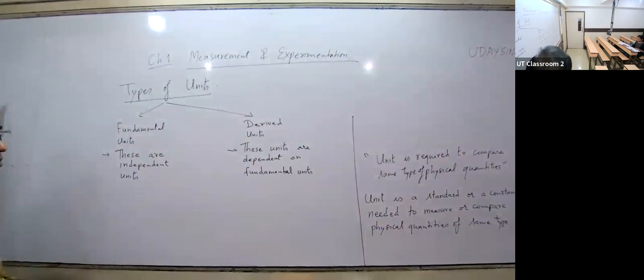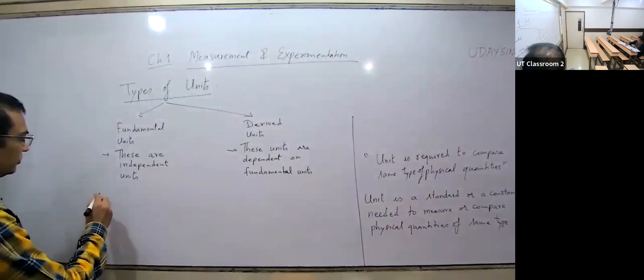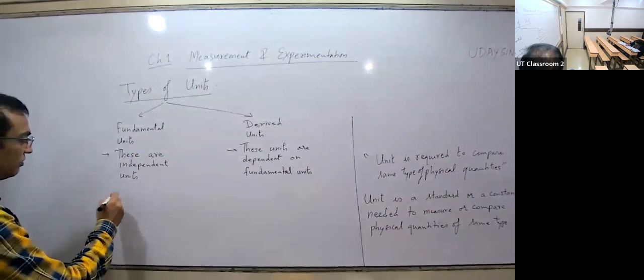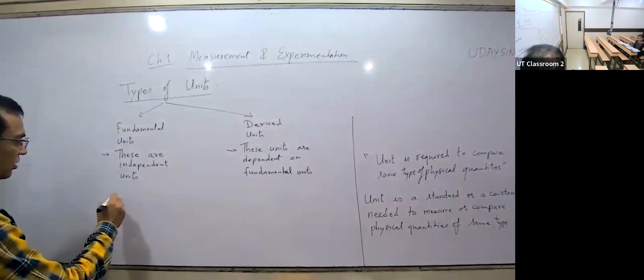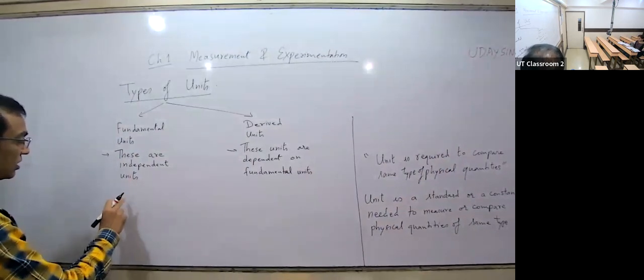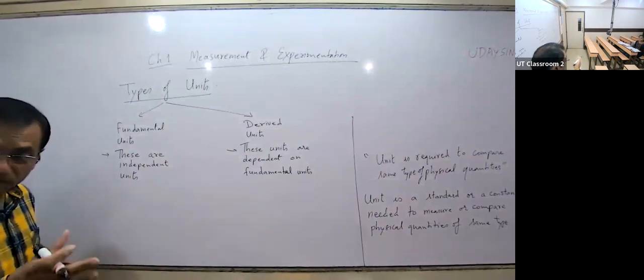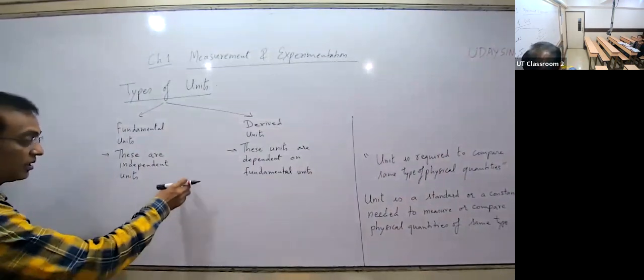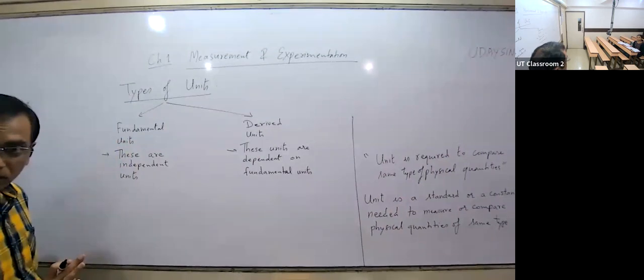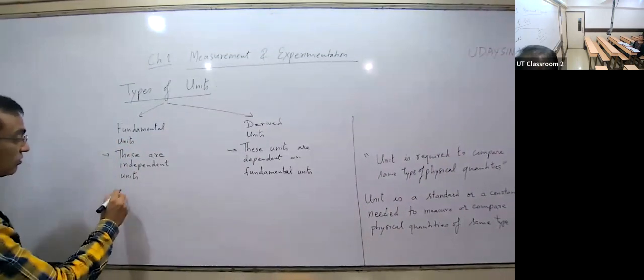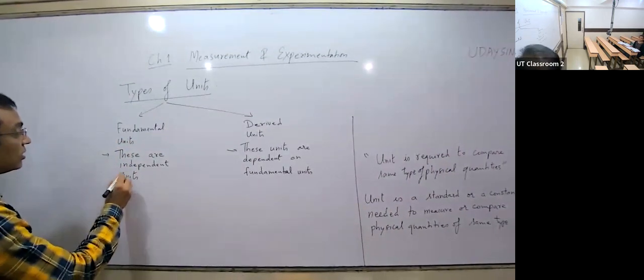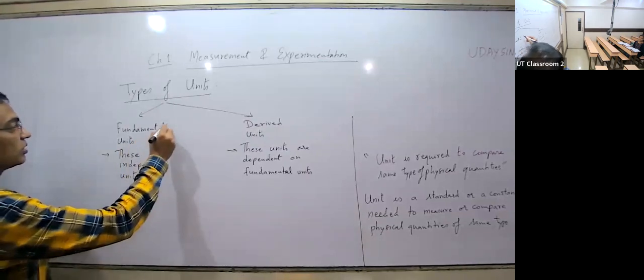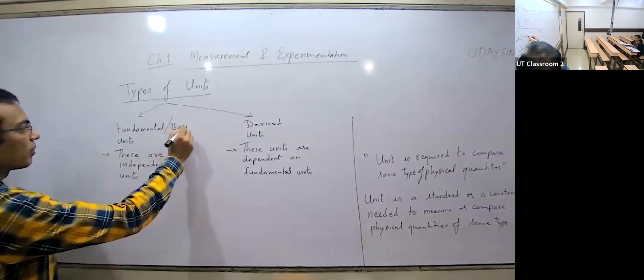These units are dependent on fundamental. So what are the examples? So let me list the physical quantity and its units. So there are 7 types of fundamental physical quantities, and their units are called fundamental units. Okay. So what are those fundamental physical quantities? They are also called fundamental or basic units.